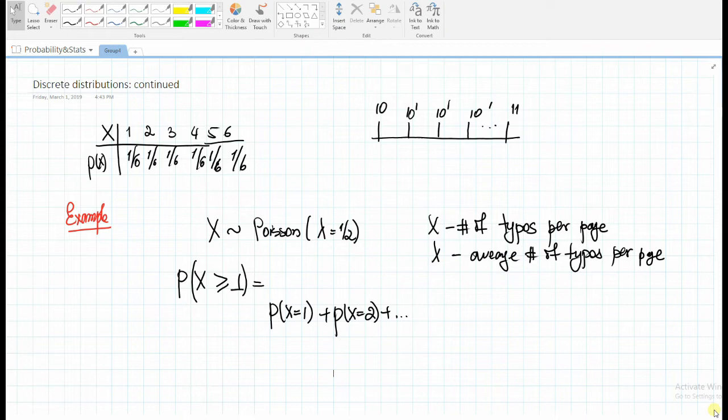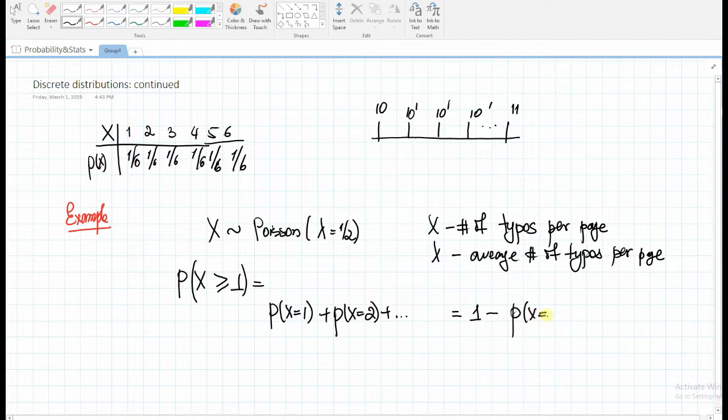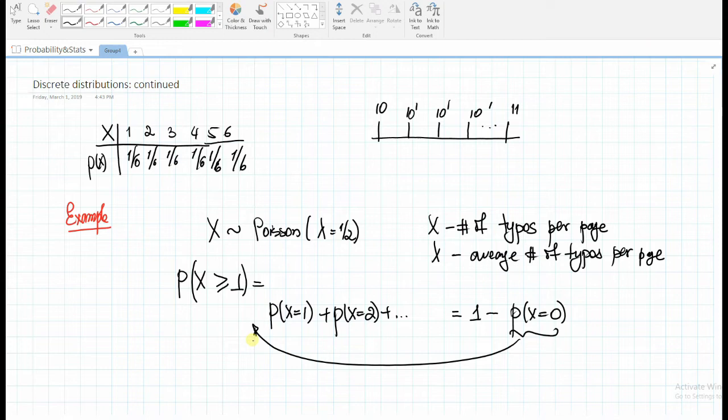So in order to evaluate this probability, we need to write this as 1 minus probability of x equal to 0, right? Why? Because if I put this to the left-hand side, this will be the sum of all the probabilities, right? So this will be p of x equal to 0, then 1, then 2, and so on until infinity. Their sum should be equal to 1, in order to be a proper mass function.